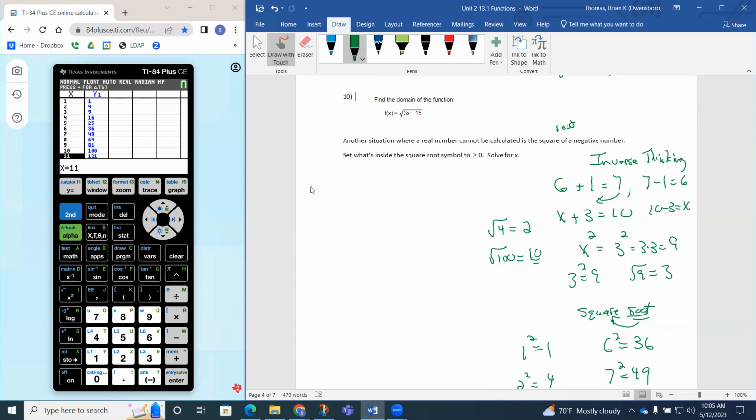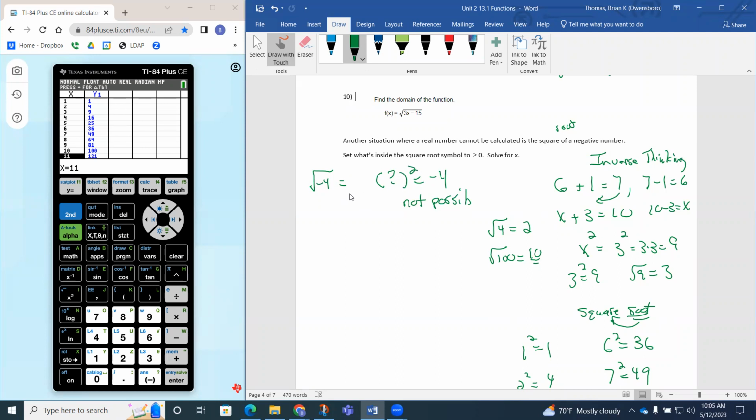Notice that if I gave you the square root of -4, what this is asking is, what squared gives me a -4? Well, that's not possible. So if you put a -4 into the problem, it will crash because you cannot take the square root of a -4.